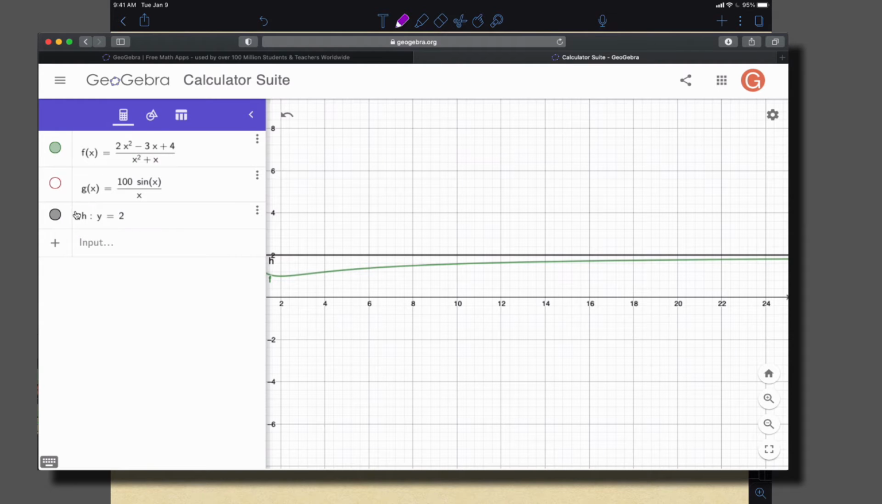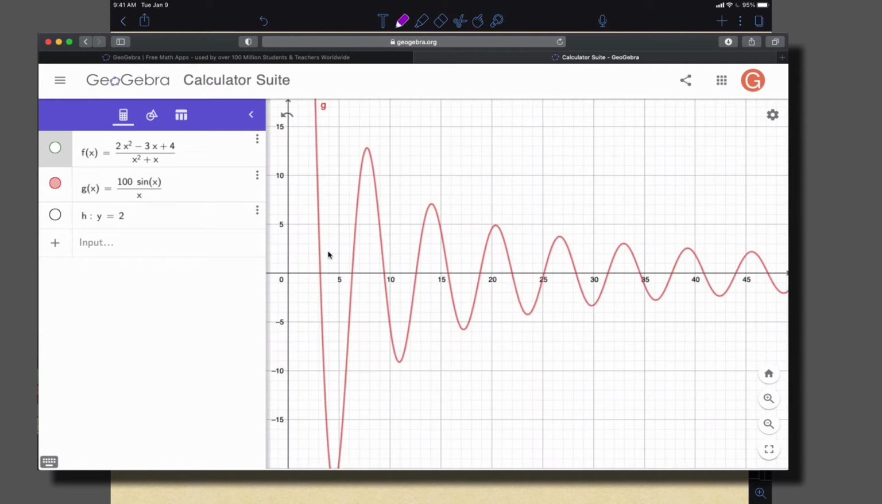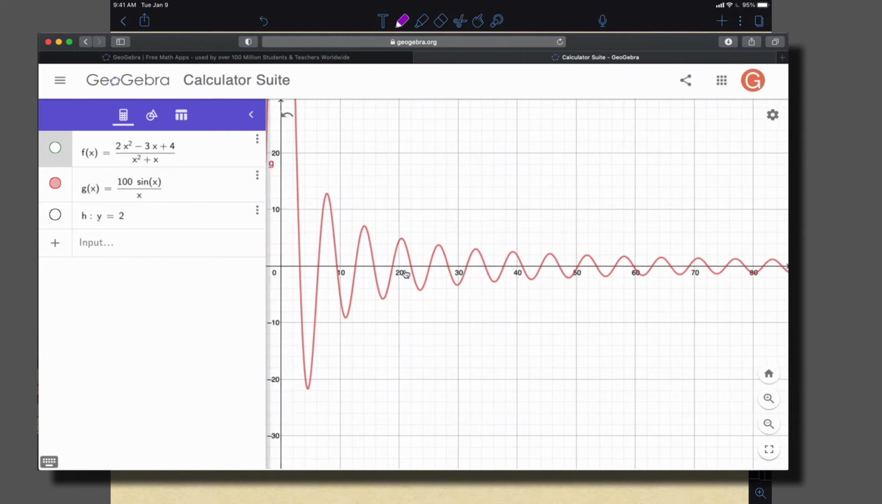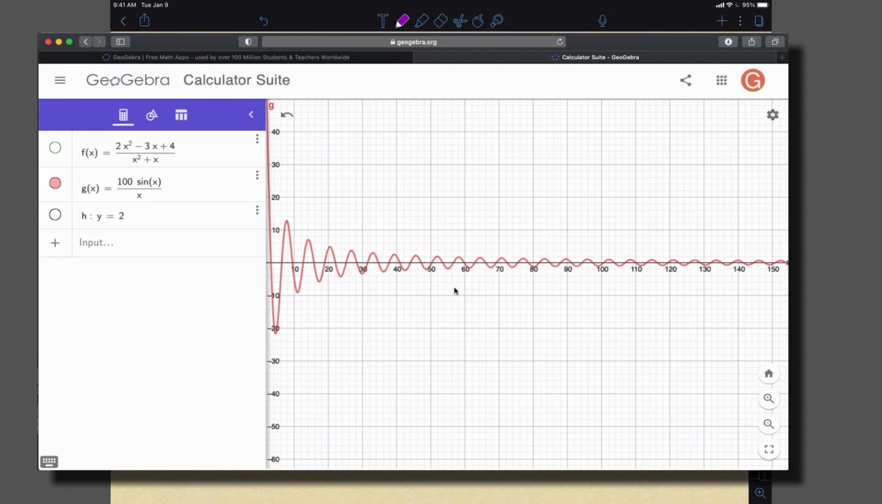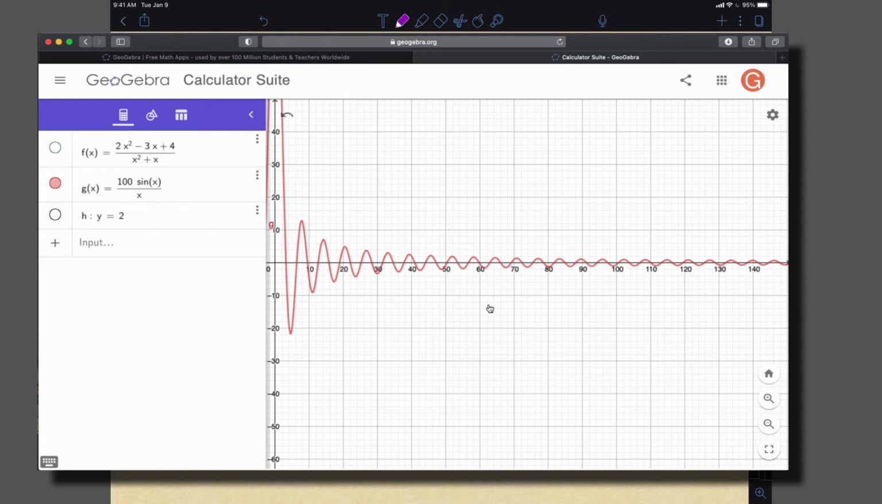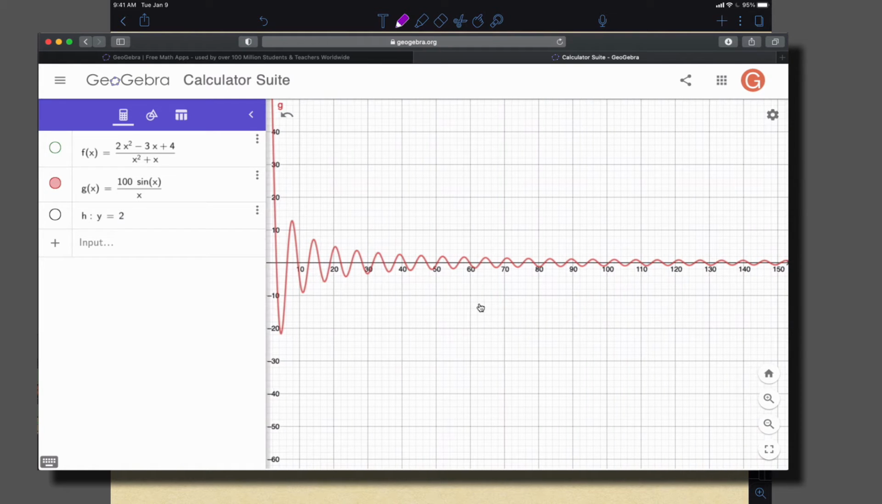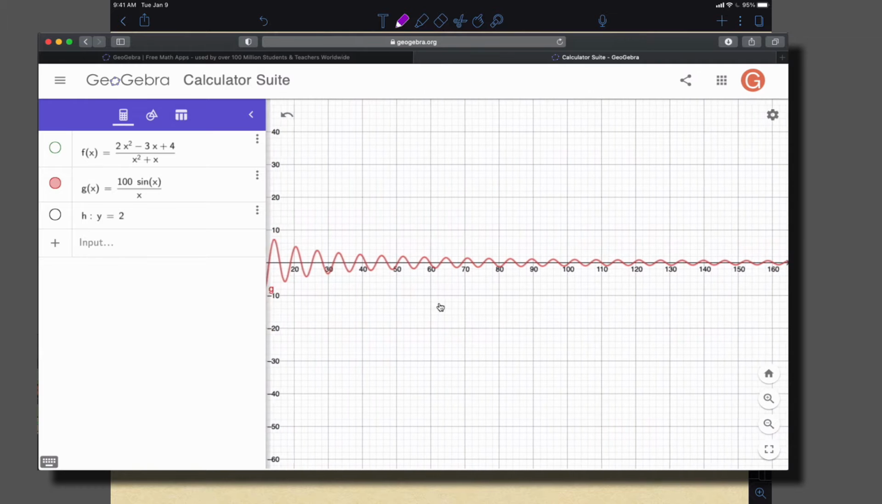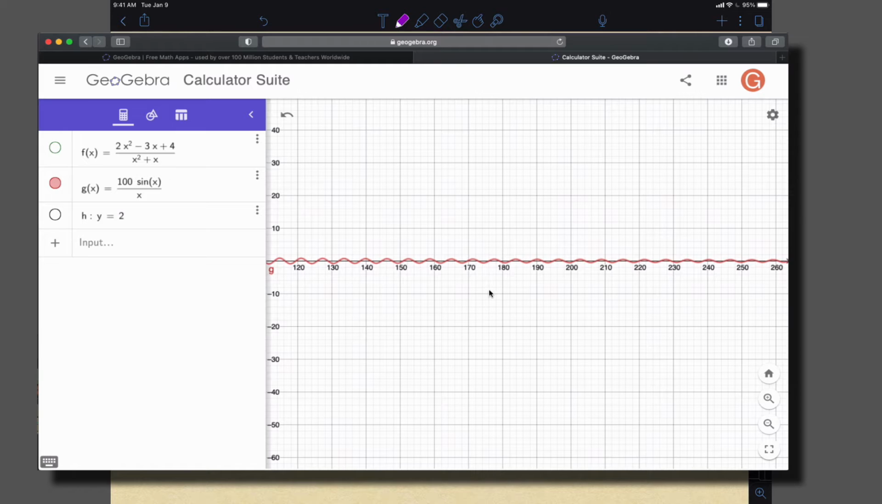What about this function g of x? Zoom out here. So here we see g of x is sort of this dampened sine function. So it's oscillating back and forth, but getting flatter and flatter. That is, the amplitude is getting flatter. And as we move to the right, it's getting closer to the x-axis.